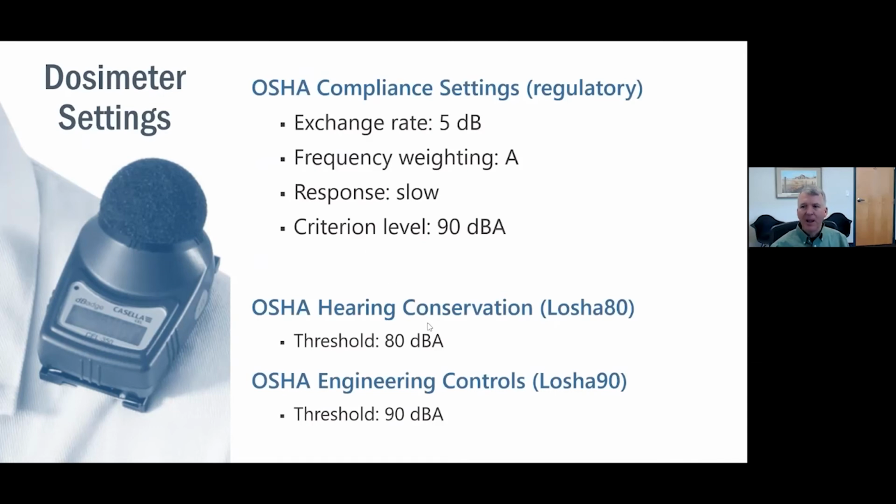So let's look at the OSHA compliance settings. And again, if you get a new noise dosimeter, it should be factory set, but you really need to check it, because if somebody is messing with it or whatever, you could get off. But whether you're monitoring for comparison to the original noise standard or the Hearing Conservation Amendment, it's going to have an exchange rate of 5 decibels. It's going to be set to the A scale, needs to be at slow response, and the criterion level is going to be 90 dBA. What's different is the threshold levels. Again, hearing conservation is going to start integrating those sound pressures that are 80 decibels and up, whereas the engineering controls is only going to be 90 and up.